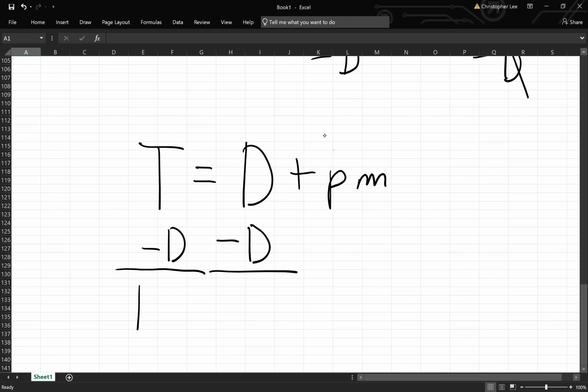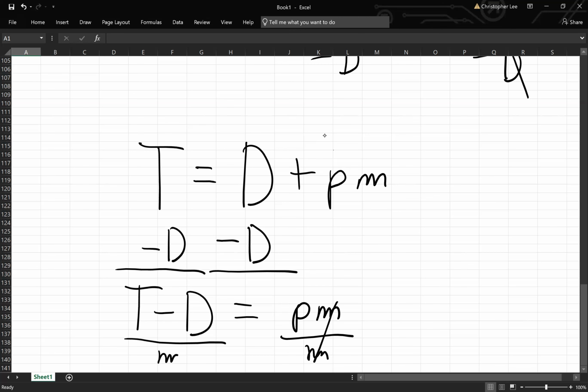So now what I got is T minus D is equal to PM. Divide by M. Exactly. Yeah, I know how to do it. That's how you do it. That's it. And then you just type it in.